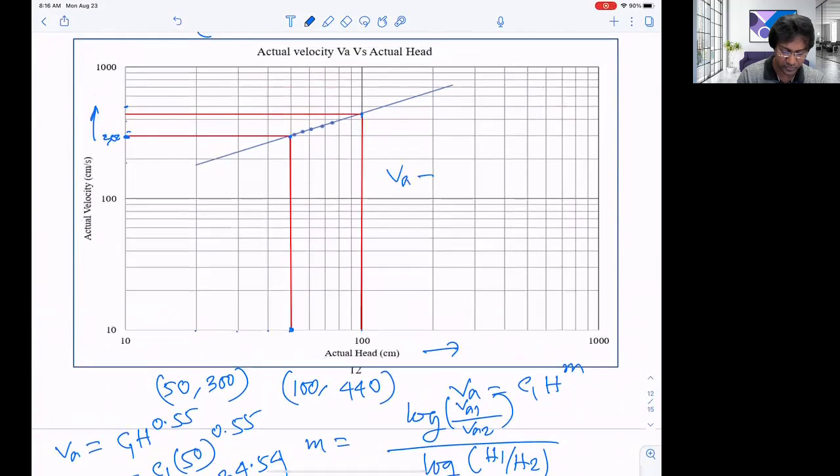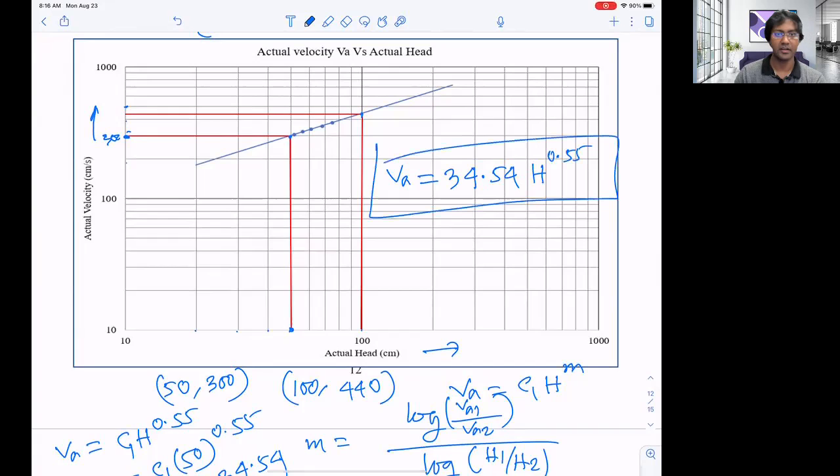We have the equation: actual velocity is 34.54 times H to the power 0.55. This is the calibration equation for our actual velocity. So this is how we can calibrate any device, right? The main objective of the calibration is to measure the actual parameter, actual velocity or actual flow rate. So in this case, we measured both, right? Actual velocity and actual flow rate.